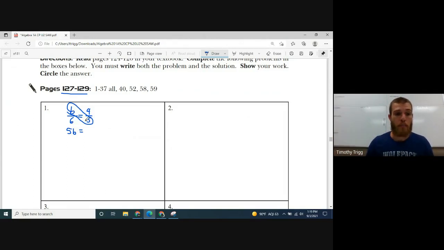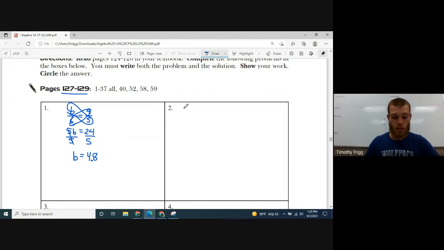Okay, so cross multiply: b times 5 and then 6 times 4, so that's 24. Now to solve for b, remember 5b means 5 times b. To cancel out multiplication, you use division, so we divide by 5, and divide by 5 on the right side as well. That gives you b equals 24 divided by 5, which is 4.8. Okay, 4.8. And you're welcome to use a calculator throughout this entire course.